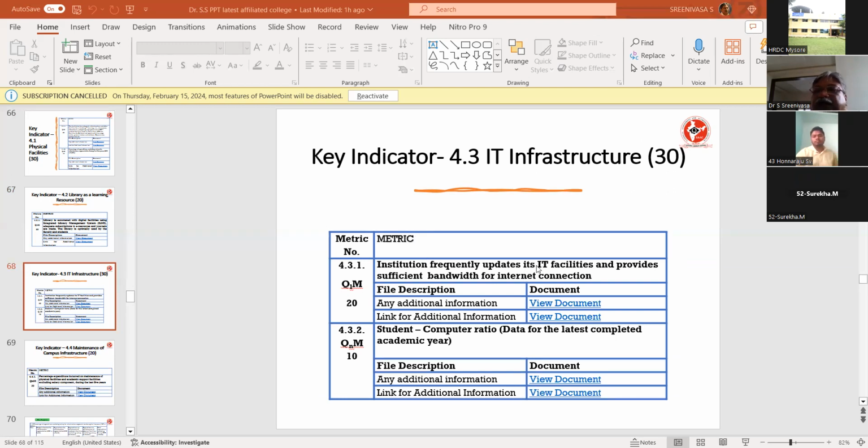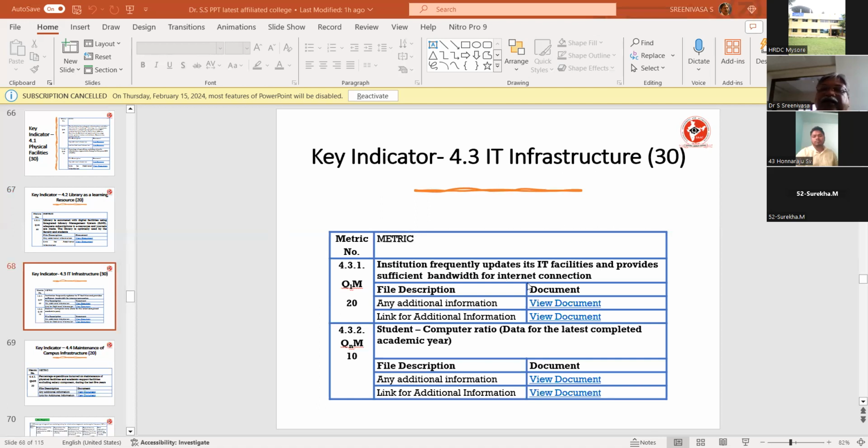Institution frequently updates IT facilities and provides sufficient bandwidth for the internet. If internet connection is there, that much only we can write. But actually, what IT facilities are there? Whether you have purchased software, whether you are using pirated software, all those things will come.